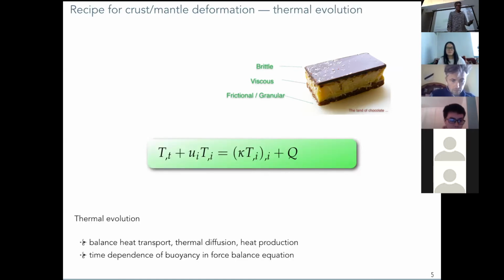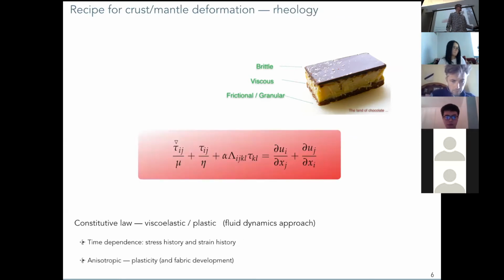That'll work. We need thermal evolution. I'm not going to dwell on any of this. Okay, and we need to deal with the complexities of the rheology, which needs to include some viscous terms, some elastic terms, and something to do with plasticity, which has many different meanings depending on your background, I'm afraid.